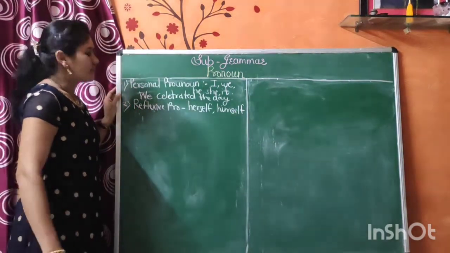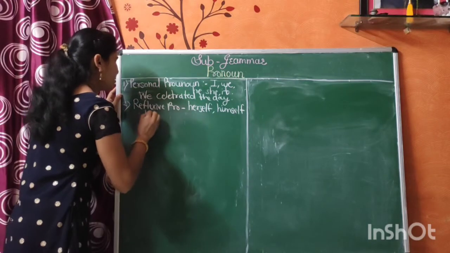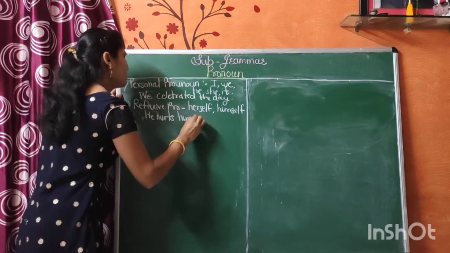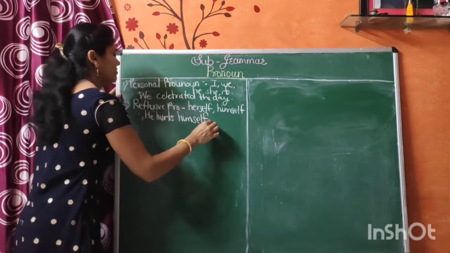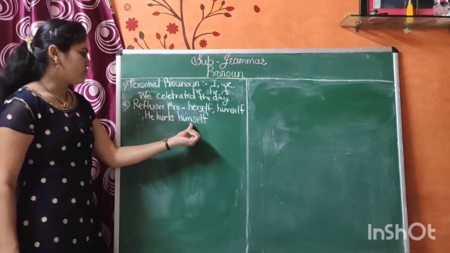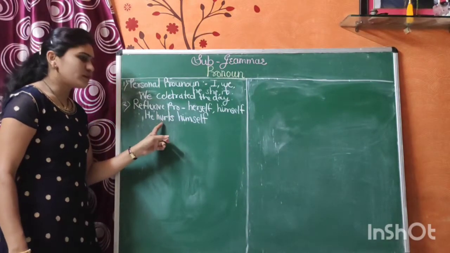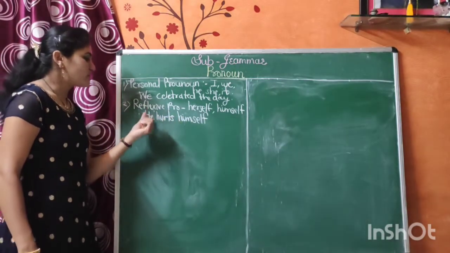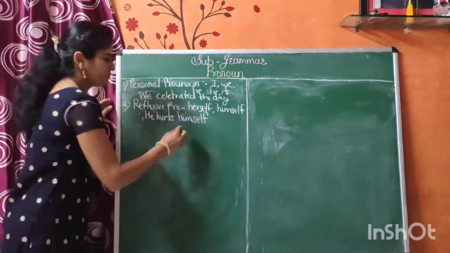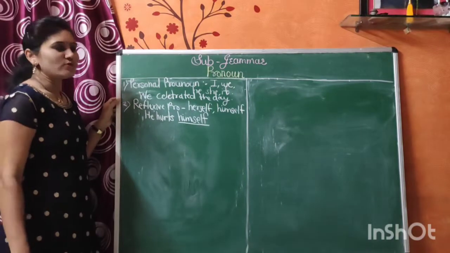We will see the sentence. He hurt himself. Here, himself is a reflexive pronoun as it is the object of the verb hurt, and it refers to the same person of the subject of the verb. So himself is a reflexive pronoun.